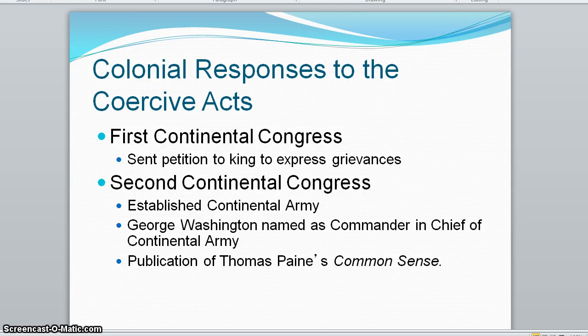These actions were seen by the Crown as acts of rebellion. By the time of the Second Continental Congress, the 1775 gathering, fighting had already begun between the British and the colonists. The main focus of this Congress: establish an army and declare George Washington the commander-in-chief. And also at that time, Thomas Paine's pamphlet reflected popular opinion in plain language, and it really rallied colonists to form their own government.